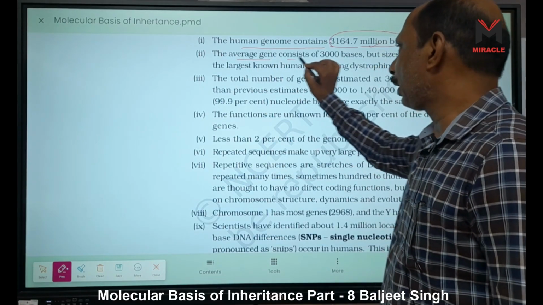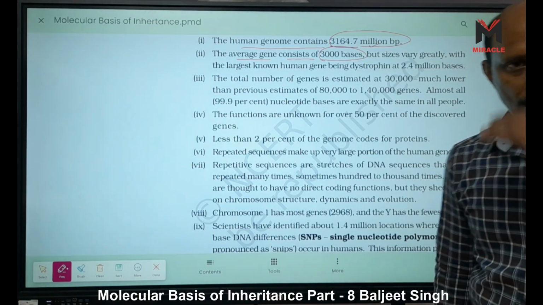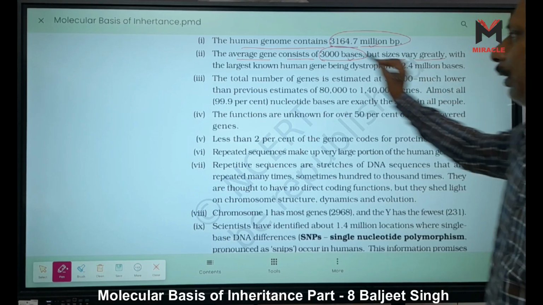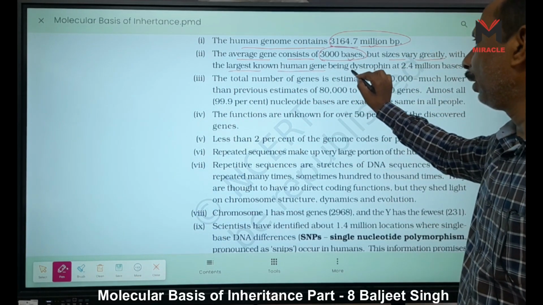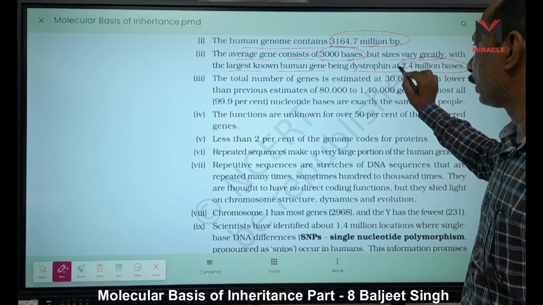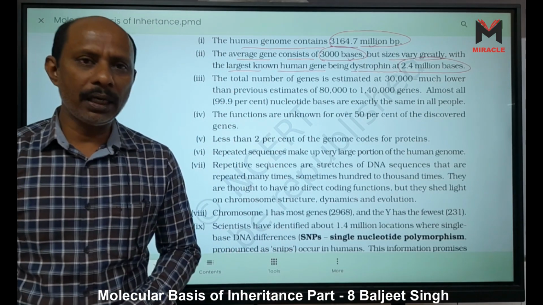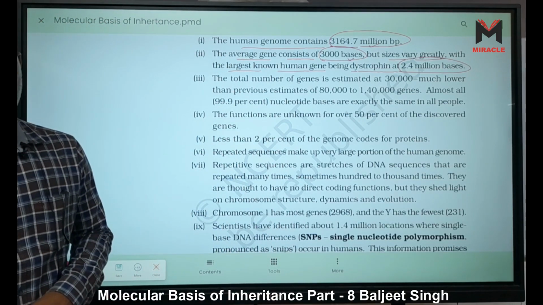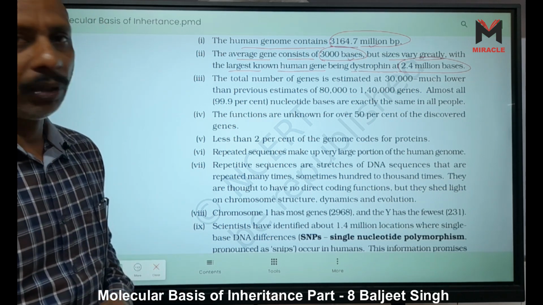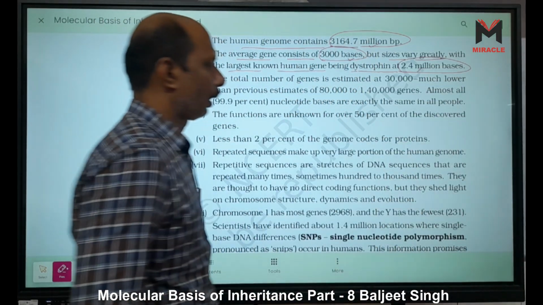Second, the average gene consists of 3000 bases. A single gene, the average gene. It consists of 3000 bases, but sizes vary greatly, with the largest known human gene being dystrophin at 2.4 million bases. Dystrophin, right? It is also called Duchenne muscular dystrophy, right? DMD, Duchenne muscular dystrophy. The largest gene, right?